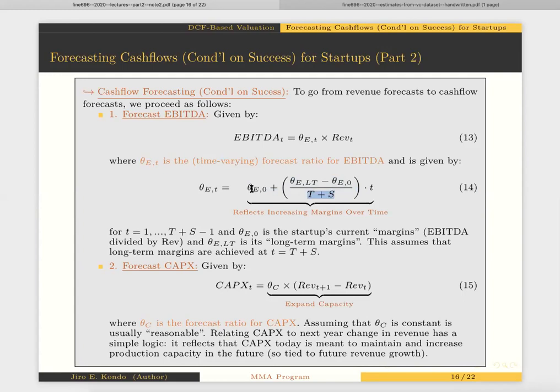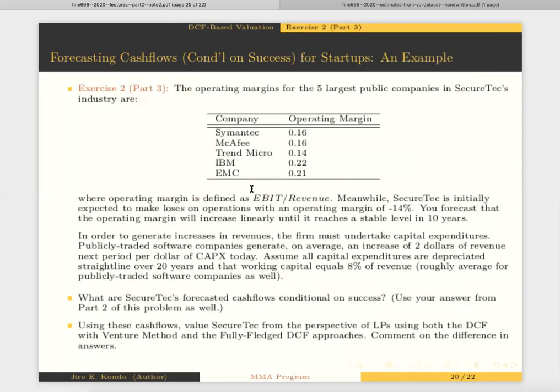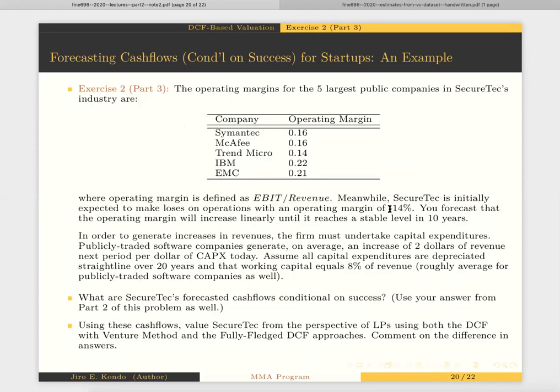For instance, in the context of SecureTech, I'll assume its current margins are minus 14%. But I look at the comparables, the margins of these 5 companies that were the leading players in the virus screening market: IBM and EMC, 22%, 21%. I'm not going to use their data because it blends the margins of virus screening and all the other lines of business that IBM and EMC have. So this is not useful information, but we can see we've got margins of between 14 and 16% for all of the pure plays in this market.